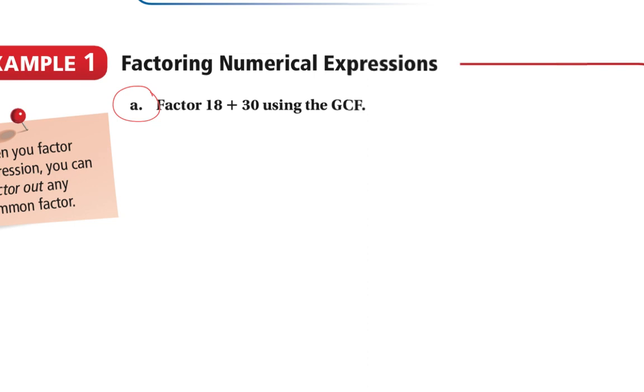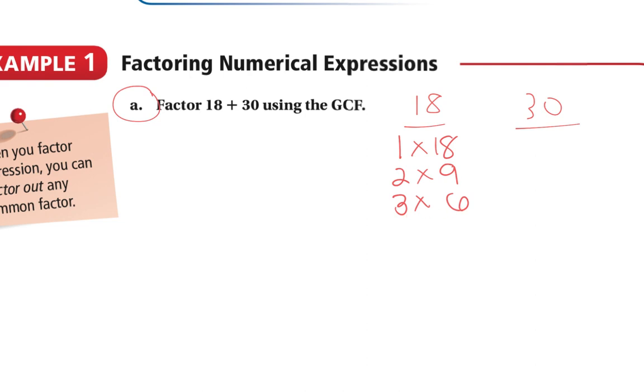We have to start by finding the greatest common factor of 18 and 30. So let's make a list of the factors of 18 and 30. Let's start with 1. 1 goes into 18 18 times. 2 goes into 18 9 times. 3 goes into 18 6 times. 4 does not go into 18. 5 does not go into 18. And then we're right back at 6.